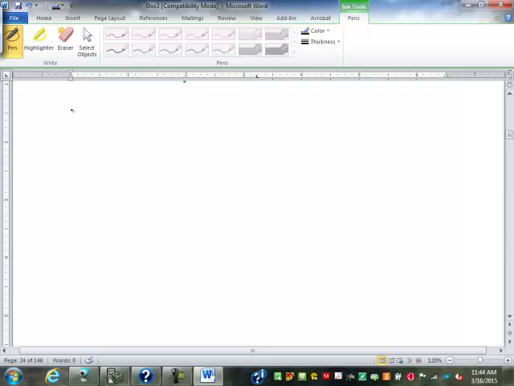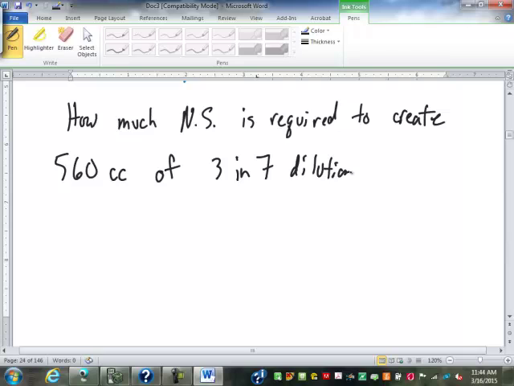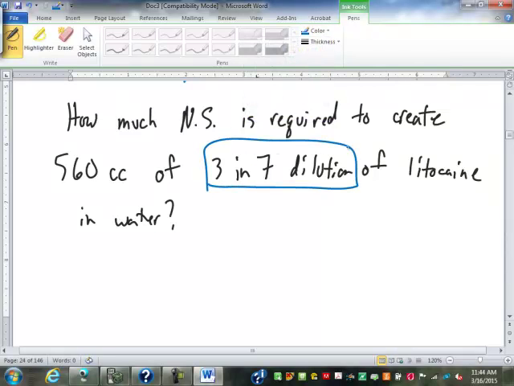Let's say, how much sterile water is required to create 560 cc's of a 3-in-7 dilution of lidocaine in water. So we have the 3-in-7 dilution. I'll start out with that.